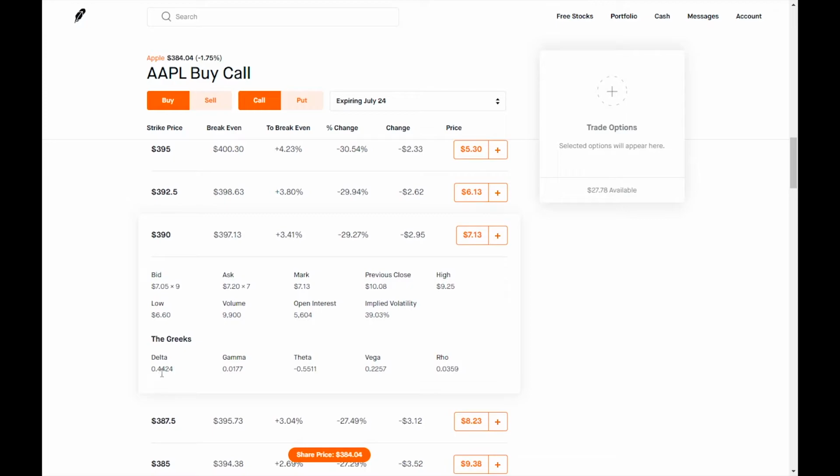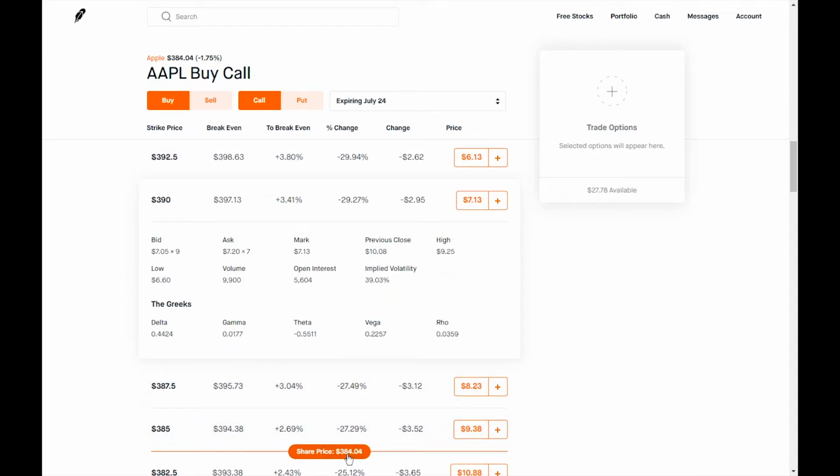So delta is essentially how much you will make per dollar that the stock price goes up. So you can see here, you would make 44 cents, which is times 100, as everything is in options. So if the price that's currently at $3.84 went up, say, to $3.85, so your premium price would go up $44. It would go from $713 up to $757, if I'm doing that math right. So after the stock price went up $1, you just made $44, and you can go ahead and sell, and you secured $44. But you can see if you hold them longer, you can also make more money because the stock price could go up more.